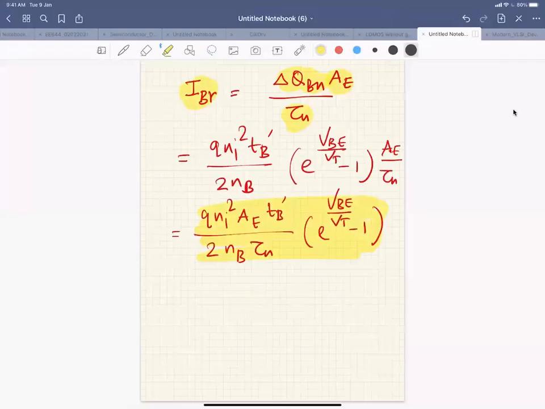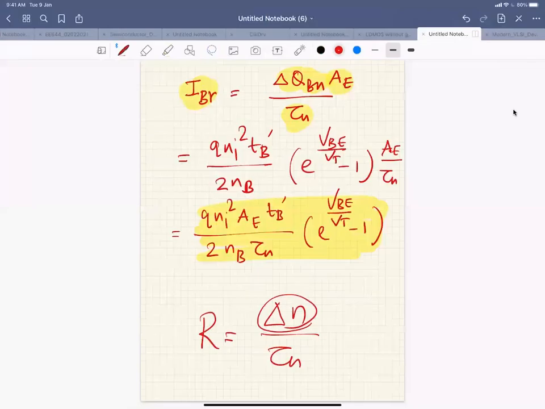Here also you could see, if TB dash, the thickness of the base region, is low, that means your charge is low, and the total number of excess carriers is low. Recombination, as we have discussed earlier, is delta n by tau n. How many excess carriers are available? Recombination will only happen if there are excess carriers. If there are none, there will be no recombination, because excess carriers mean a non-equilibrium condition, right?